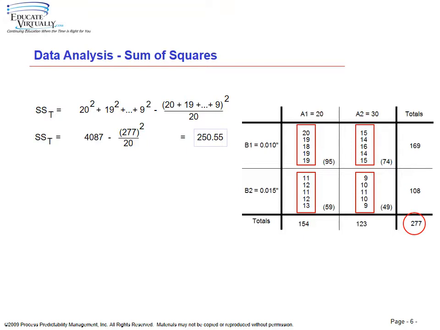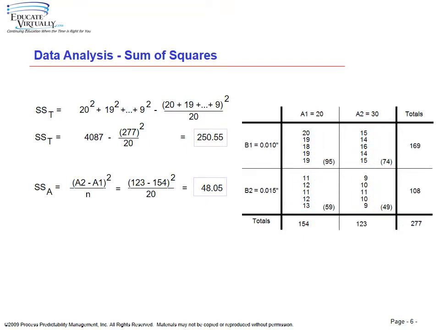We next want to find out how much of that sum of squares, or variation, was associated with A1 and A2, the number of windings changing from 20 to 30. Then we're going to calculate the sum of squares associated with the gap distance. What happened when we changed the gap distance from 10 thousandths to 15 thousandths? Those sum of squares should chew up a good portion of that 250. Let's hope that it does.